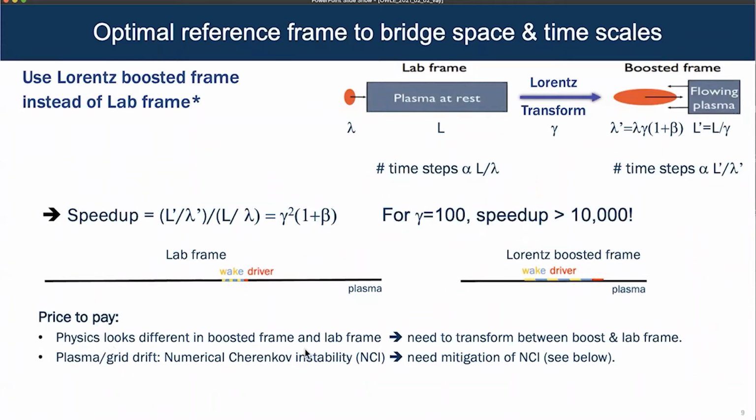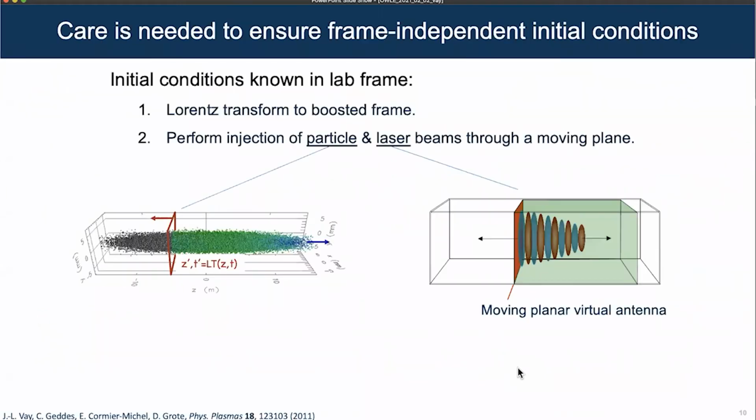The physics looks different in the boosted frame and the lab frame. So you need to transform between boosted and lab frame, and I'll say more about that. After that, I'll also say more about the numerical Cherenkov instability that occurs because now the plasma is drifting compared to the grid, and we'll talk more about this.